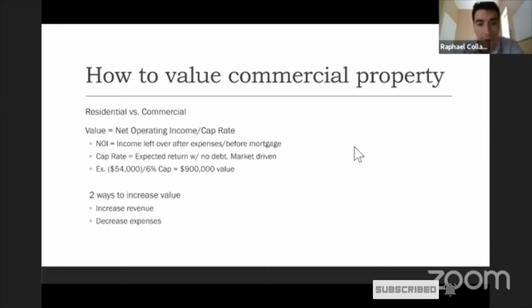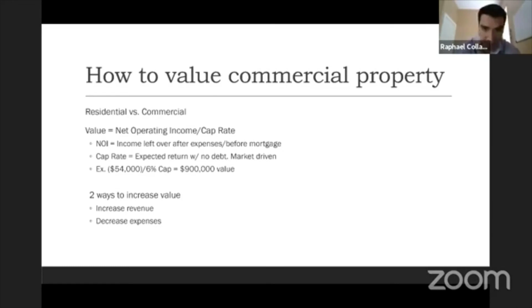Now, the cap rate, on the other hand, is the expected return of the property if the property had no debt on it. So, for example, if you were going to buy a commercial property for $1 million and the net operating income for the property was $70,000, the cap rate for the property would be 7%. So what that translates to is that you would put $1 million into the building and you would expect a 7% return on your money having made that investment.